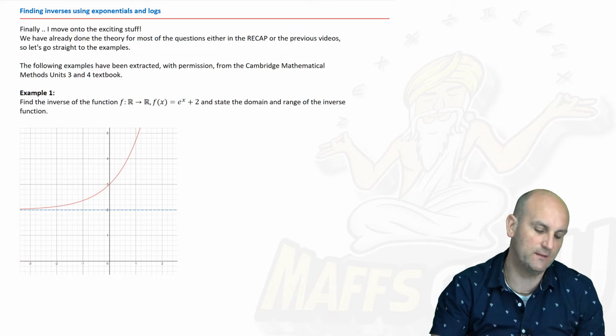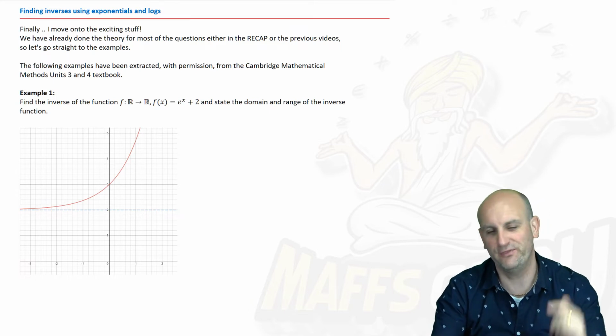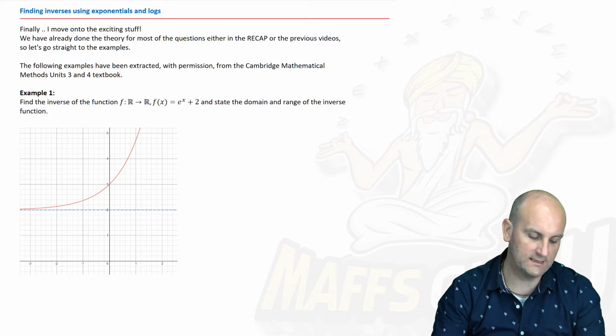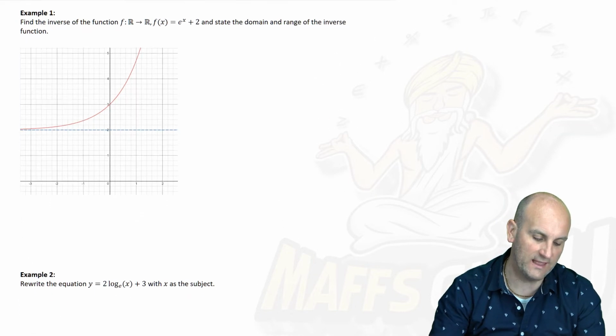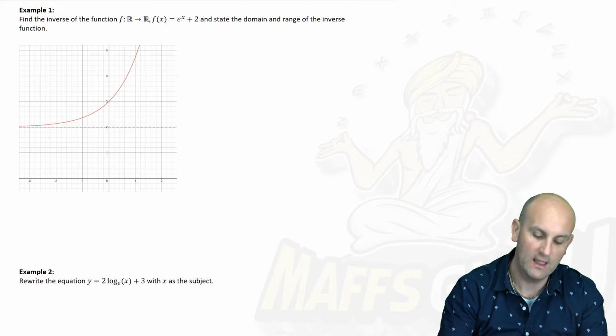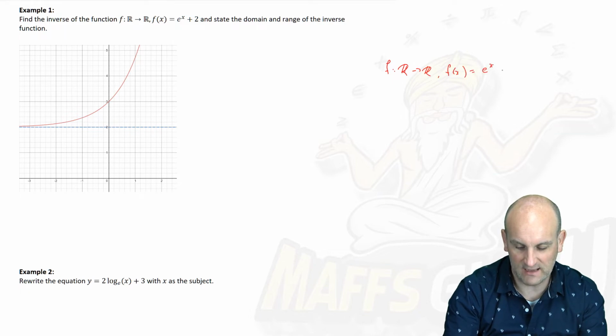So here are some examples, again, extracted from the Cambridge Mathematical Methods Unit 3 and 4 textbook. Thank you, Cambridge, for allowing me to use them. And what have we got here? So find the inverse of that function. So hopefully everyone out there in internet land who's watching this understands what f colon R mapped onto R comma, f of x equals e to the x plus 2 means.